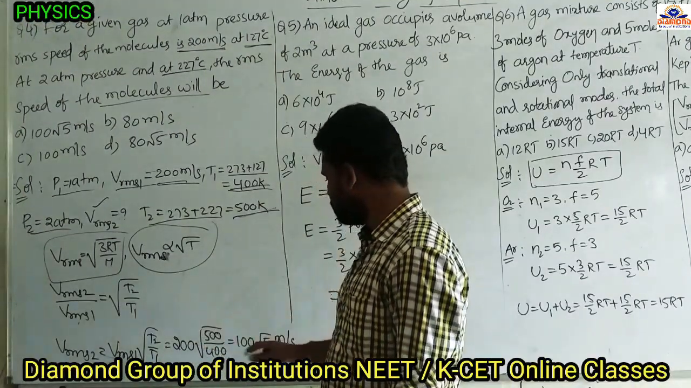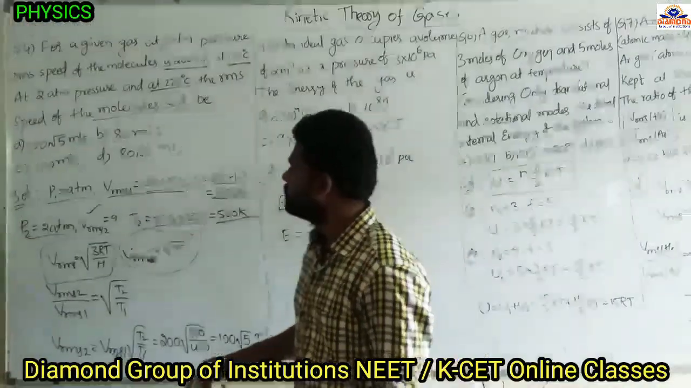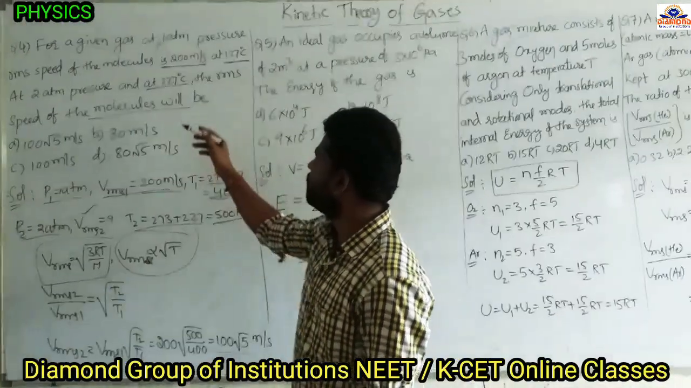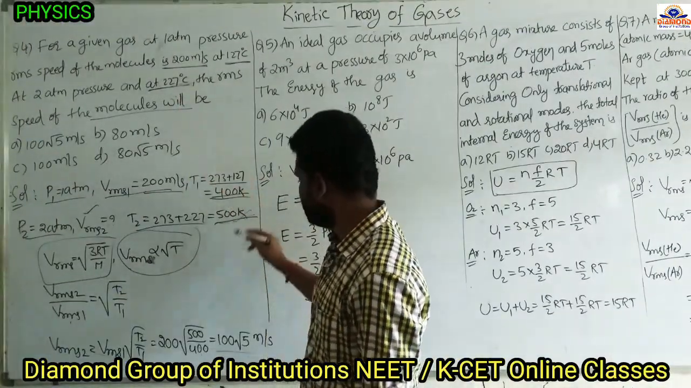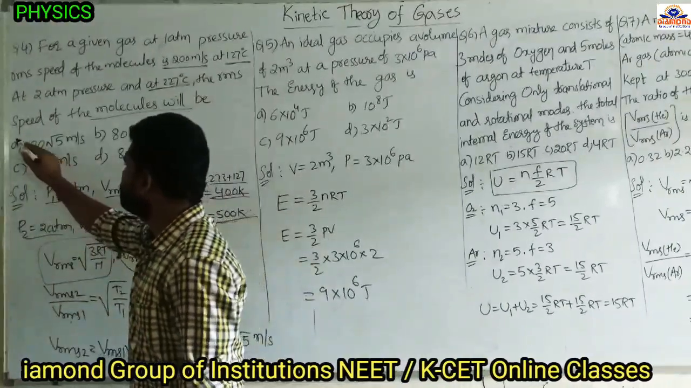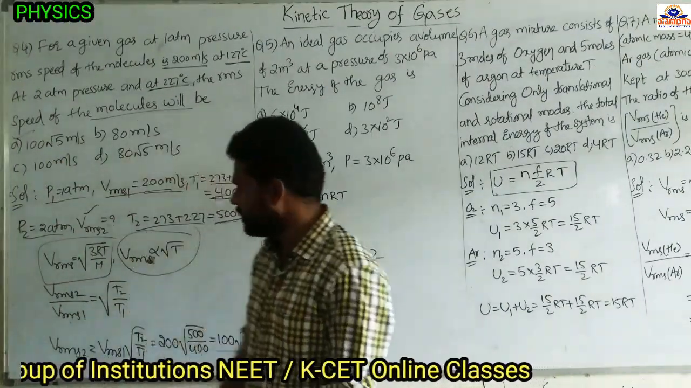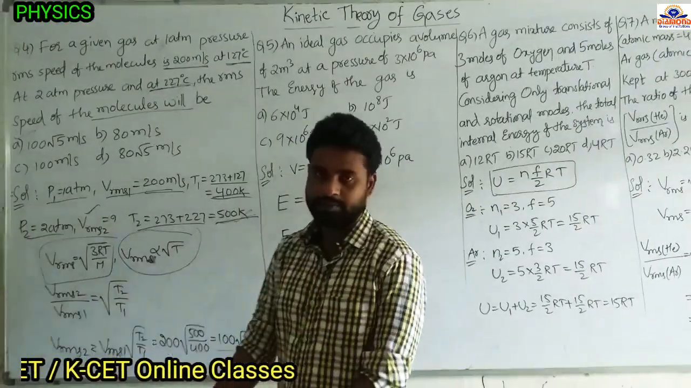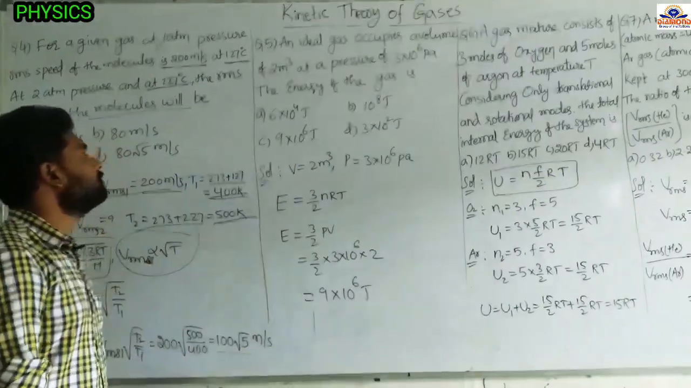So 100 into root 5 meter per second. So the VRMS speed at 227 degrees centigrade, or at 500 Kelvin, is equal to 100 root 5 meter per second. Very easily, just substitute in the formula only. Okay, and next question, fifth question.